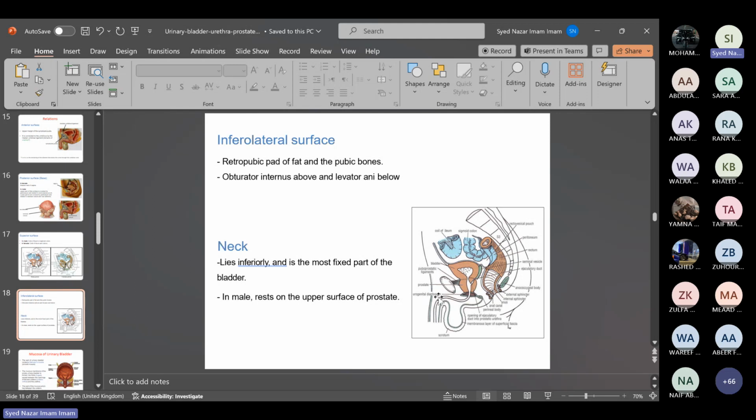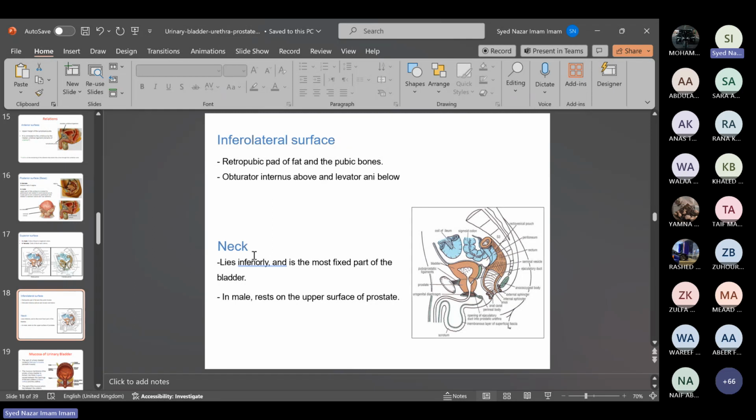Infralateral surface. What do we have infralaterally? We have nothing. We have just retropubic fat, and we have the obturator internus, which forms the lateral wall of the pelvis. It is the obturator foramen, which is covered with the obturator internus, and from there is the pelvic diaphragm, which is formed by the levator ani muscle. So infralaterally, you will see retropubic pad of fat and the lateral pelvic wall, which is formed by the obturator internus and the pelvic diaphragm, which is coming from there. So obturator internus is forming the lateral pelvic wall, and the levator ani is forming the pelvic diaphragm.